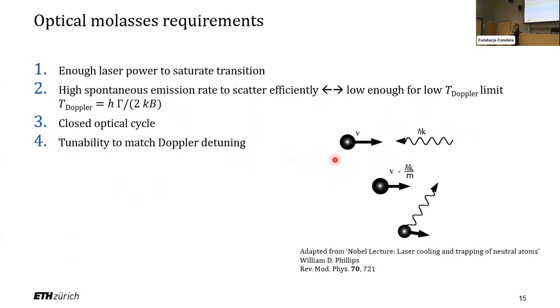Such a process would look like this: we have an atom traveling at velocity v, and a photon coming in with the momentum ħk. Upon absorption of this photon, the velocity is reduced to v minus ħk over m. Then the spontaneous emission happens in a random direction, such that when you sum up a lot of these processes, we get a force resulting in the direction of the laser beam. But in this case, the velocity of the atom changes with each scattering process, so we need to find a way to match this Doppler detuning.